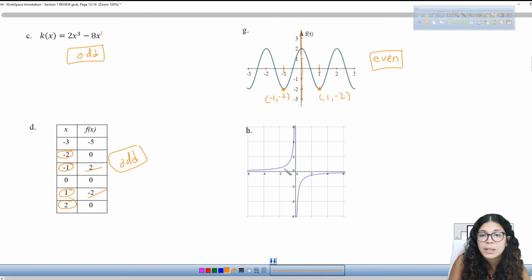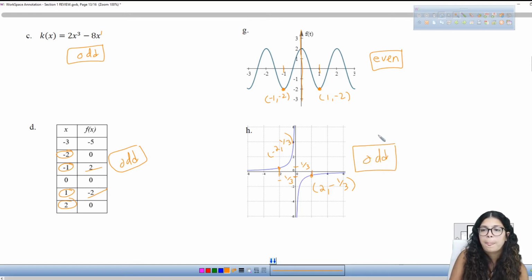Okay, now if you look at this one, it's double reflection, right? Reflect over y and reflect over x. If you look at opposite inputs, they have opposite outputs. So here, this is about +1/3, and here this is about -1/3. So this point is -2, +1/3. This point would be +2, -1/3. So opposite inputs have opposite outputs. If opposite inputs have opposite outputs, it is odd. All right.